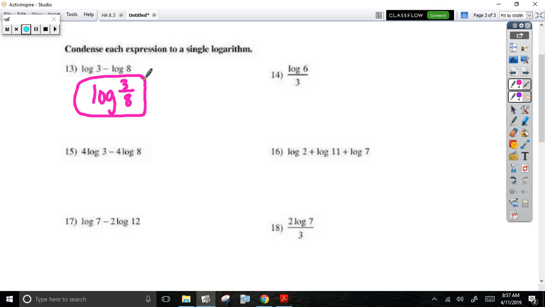Now, the next one is a little bit tricky. It says log 6 divided by 3. It's not log 6 thirds. It's the log of 6 all divided by 3.